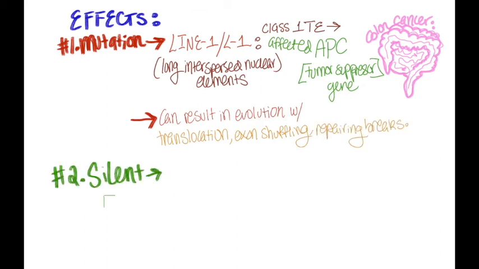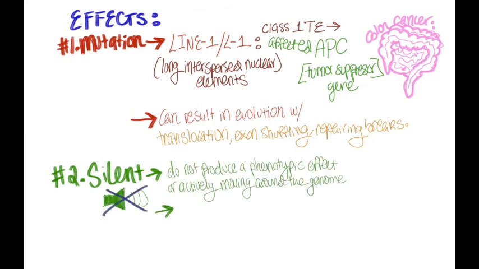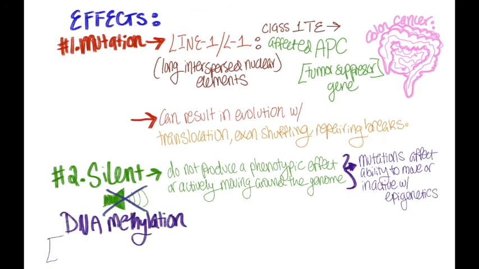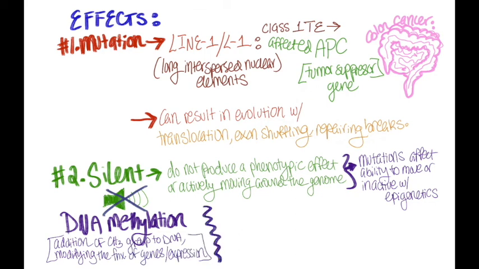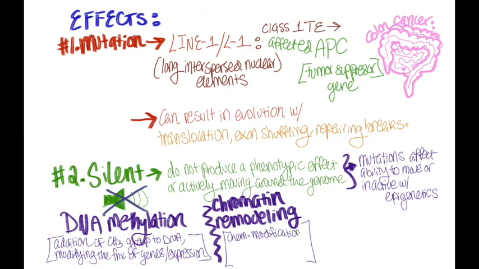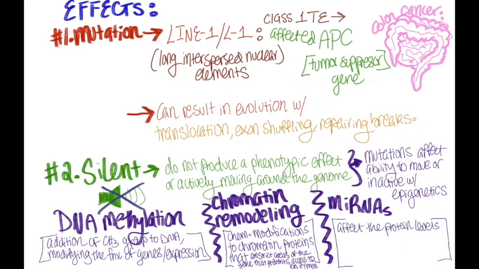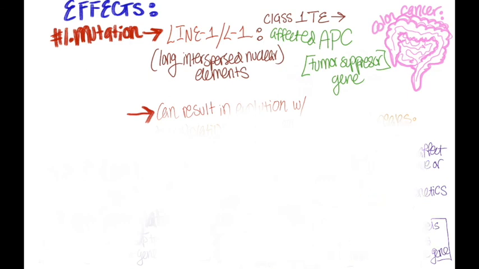However, most TEs appear to be silent, not producing a phenotypic effect or actively moving around the genome. Some silenced TEs are inactive because they have mutations that affect their ability to move from one location to another. Others are perfectly intact and capable of moving, but are kept inactive by epigenetic defense mechanisms, such as DNA methylation, chromatin remodeling, and miRNAs. Therefore, the ability of transposons to increase genetic diversity, together with the ability of the genome to inhibit most TE activity, results in a balance that makes transposable elements an important part of evolution and gene regulation in all the organisms that carry these sequences.